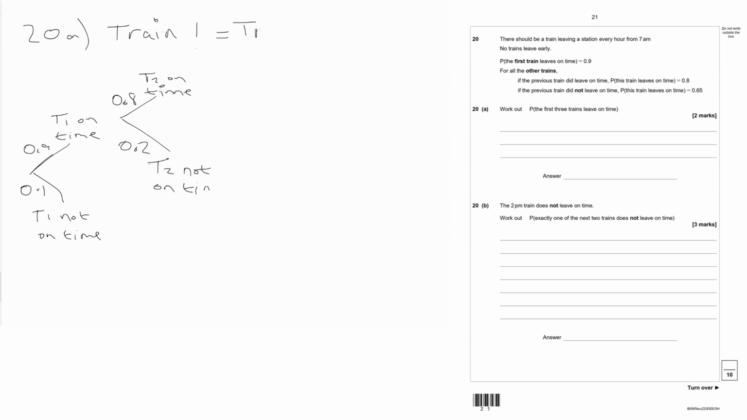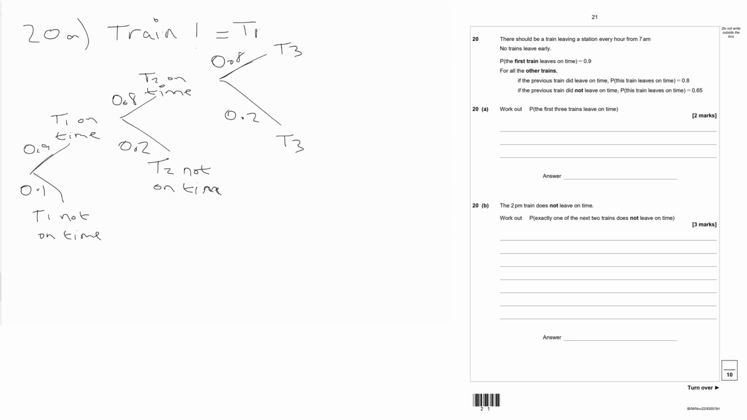And we can just start building this out. So then we just do the last one. So again, for the last one, if the previous train was on time, then the probability is 0.8 that this train is also on time, and the probability that it's not on time is 0.2. So this is T3. I'm not going to bother writing out. The top one is that it's on time. The bottom one is that it's not on time.